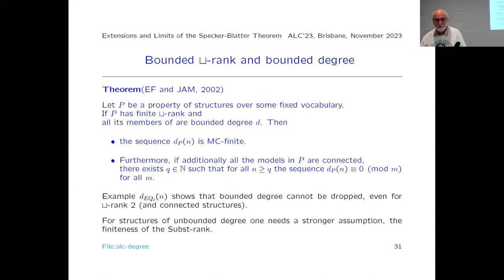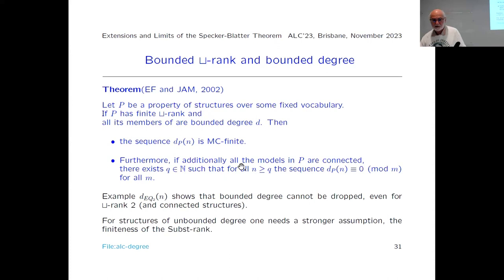And then you notice that if P is a property of structures over some fixed vocabulary and P has finite disjoint union rank, and all its members are of bounded degree, then the density function is MC finite. And furthermore, if additionally all the models of P are connected, then it is trivially MC finite in the sense that it has an initial segment which behaves as much as you want, and then it becomes ultimately zero for the rest of the cases. And this shows two things. It shows that the bounded degree cannot be dropped from this, because we have counterexamples of the two cliques. And for structures of unbounded degrees, to prove something similar, we need the finiteness of the substitution rank, but that's okay.